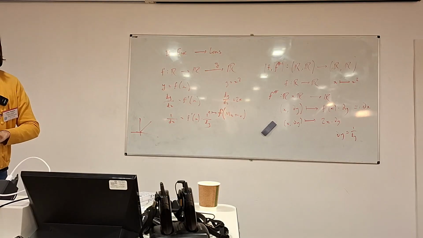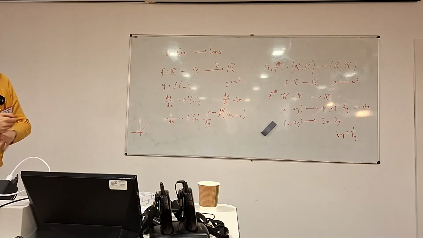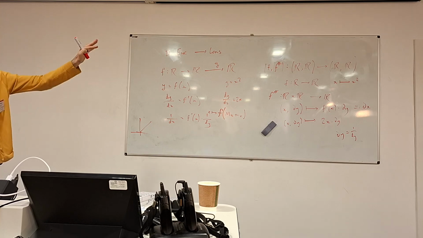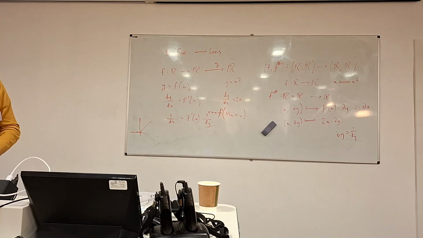Yeah? It forms a functor going to a different category that's not lens. I'm not going to talk about that. There's something interesting there, but I'm not going to talk about that. Otherwise, we'll be here all day.